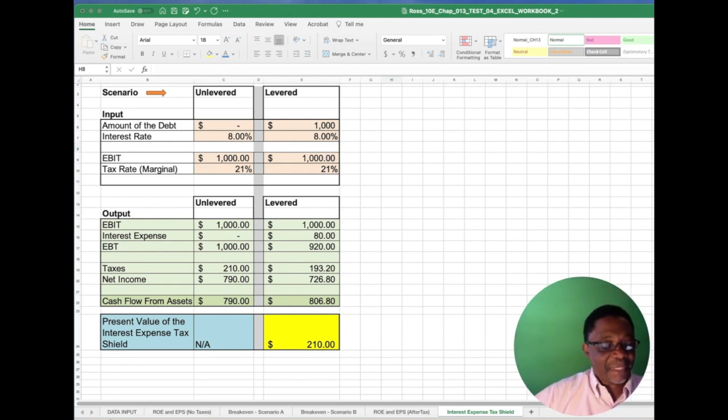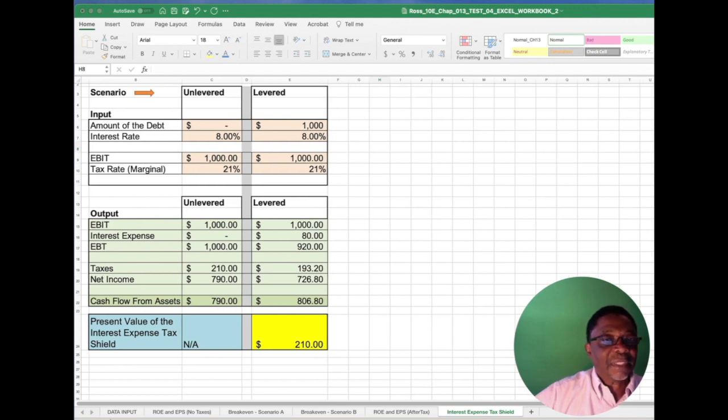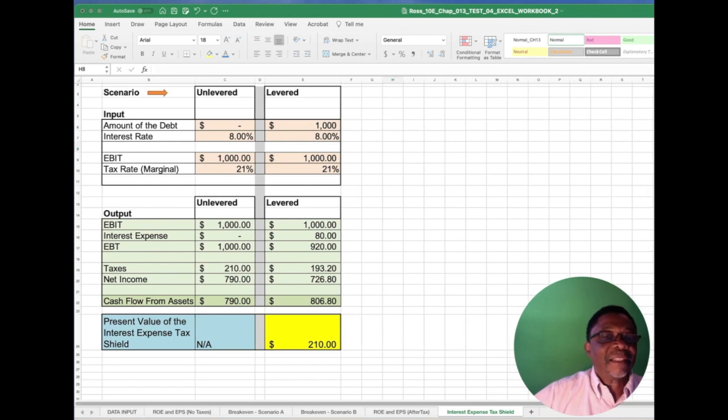This is a subsidy to the value of the firm provided by the government because the government allows the firm to deduct interest paid on debt as an expense when determining its taxable income. The higher the interest expense paid on the debt, the lower the firm's taxable income. Therefore, the lower the firm's tax liability to the government. This represents a subsidy or increase in value of the firm.